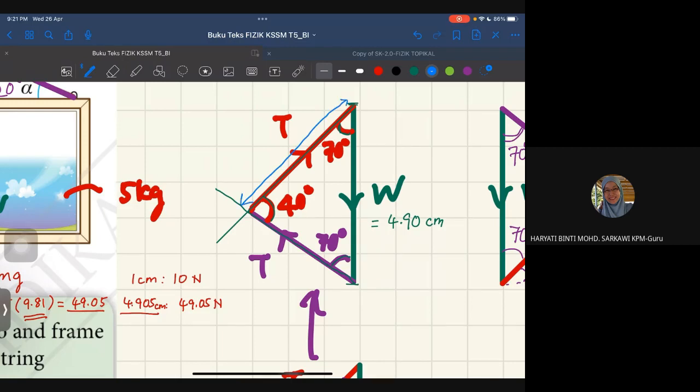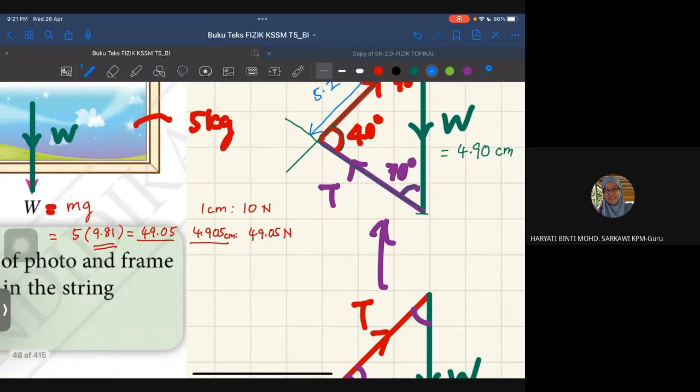You measure this length and then refer to the scale. So let's say the length is, you can practice this tomorrow. Let's say the length is, I just give a number, let's say 5.2 cm. So you refer to this 5.2 cm equal to how many Newton. So it will be 520 Newton, 52.52 Newton, like that. Is it clear or not? Okay?